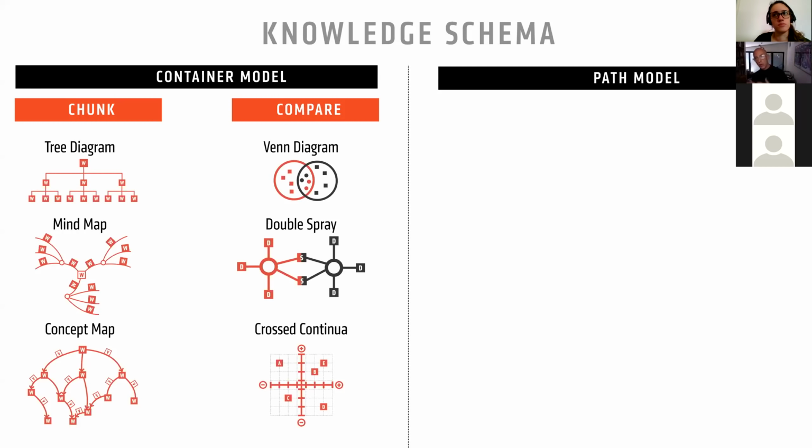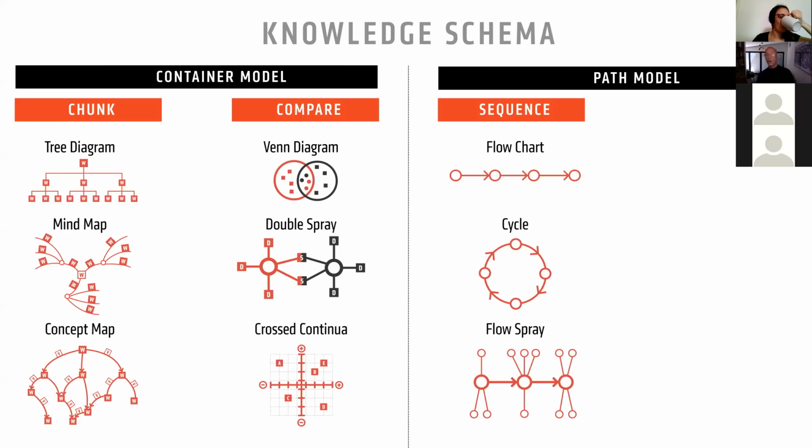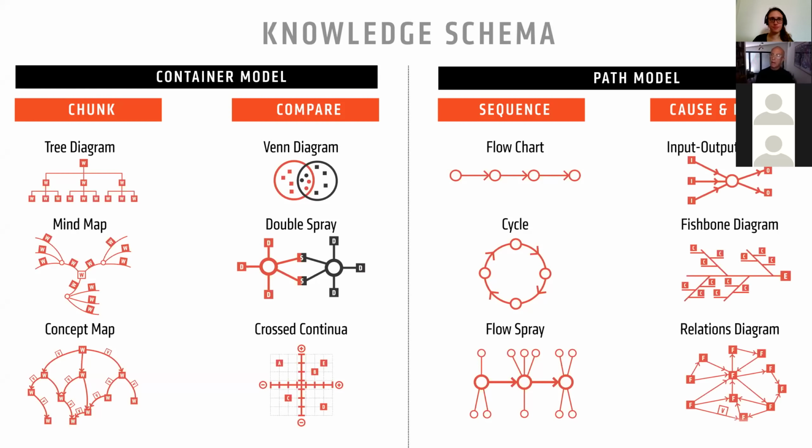A path model, which is movement, process, going to a goal. We have a sequence, and you all know these. And then we have cause and effect.